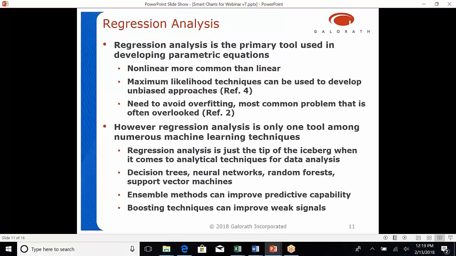Now, the disadvantage is that some of these techniques are a little bit harder to interpret and a little bit harder to communicate. That's the beauty of regression analysis and why it's been around so long, is that it's easy to explain to management and easy to understand intuitively what the results mean.